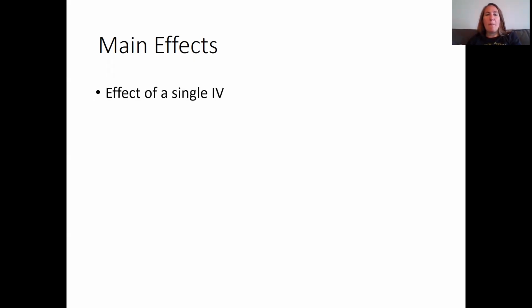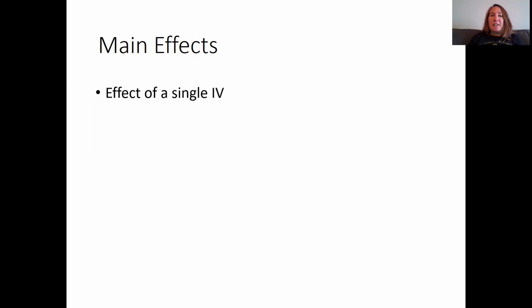So when we think about main effects, that's what we're going to talk about today. We're going to talk about main effects and interactions and what that means in a factorial design. Main effects and interactions are only true for factorial designs when you have more than one independent variable. Okay, so we have talked about single factor designs. We are moving on past those.